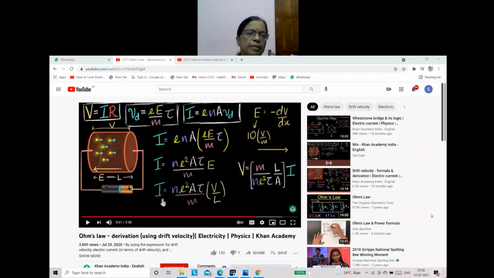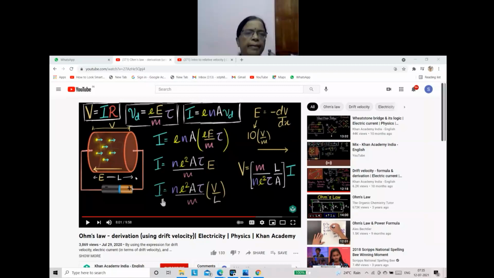Gramya? Yes, teacher. Electrons move in which direction? Towards right or towards left? Here positive is connected, here negative is connected. Electrons move towards the positive side. Electric field in which direction?